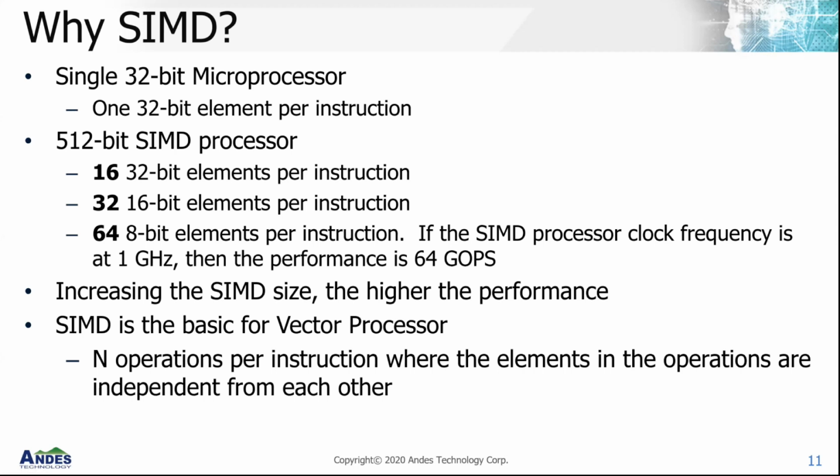SIMD is the basis for the vector processor, with multiple operations per instruction, where the elements operate independently from each other. So if you have 64 elements, these are actually independent operations, so you have 64 operations of 8 bits, and they are independent from each other.